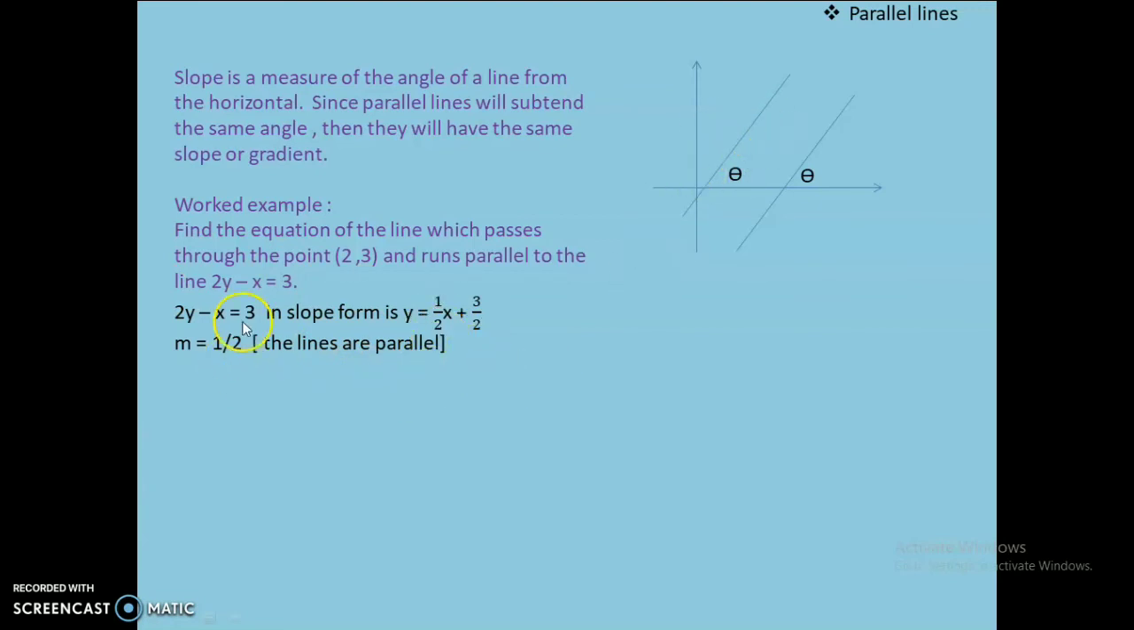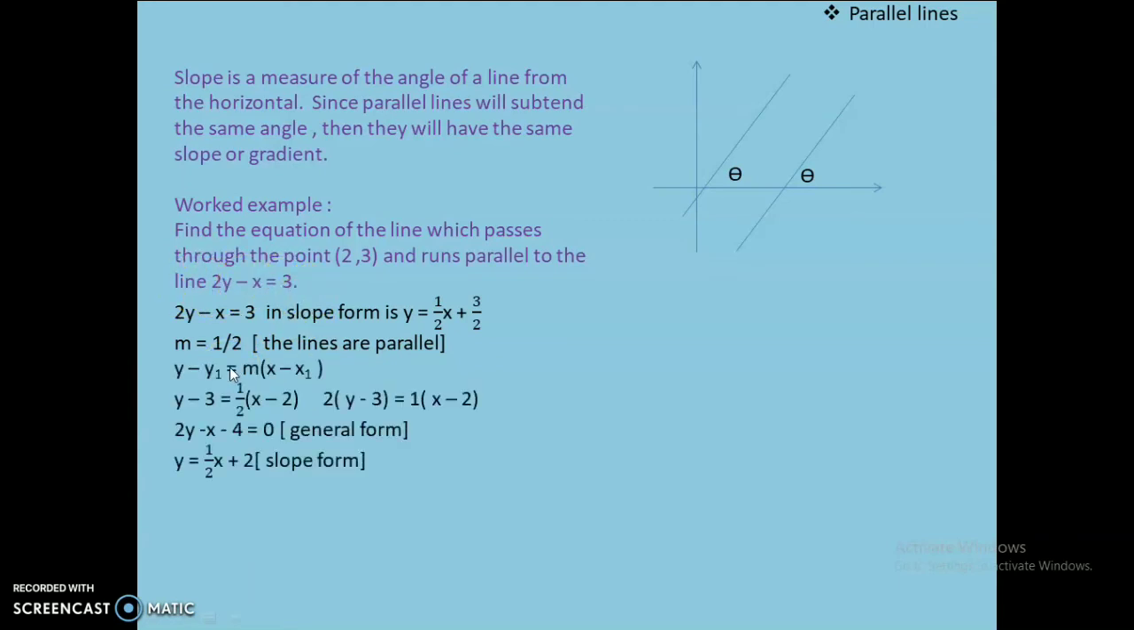Now because parallel lines have the same gradient, then the gradient of the line which runs parallel to this line is also half. Then we use our formula for finding the equation of a line. When we are given a point and a gradient, we substitute values in it, and we know that the equation of the line is 2y minus x minus 4 to be equal to 0. We can also make y the subject to determine the slope form also.